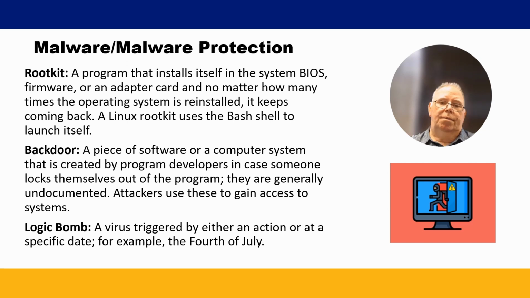A rootkit program installs itself in the system BIOS, firmware, or an adapter card. No matter how many times the operating system is reinstalled, it keeps coming back. A Linux rootkit uses the bash shell. Many of your programs ask you to search for rootkits, and you have to allow it to reboot. A lot of people say no.